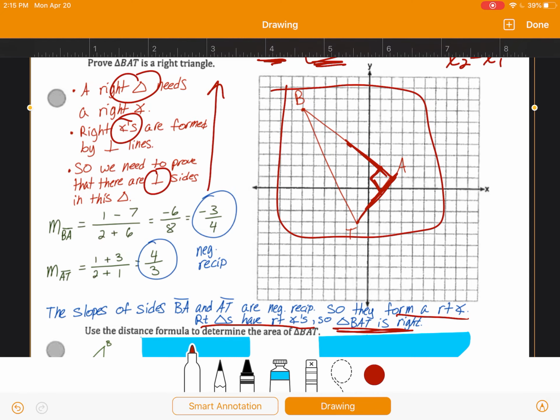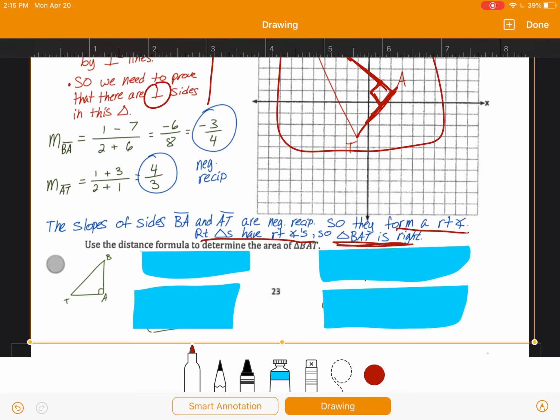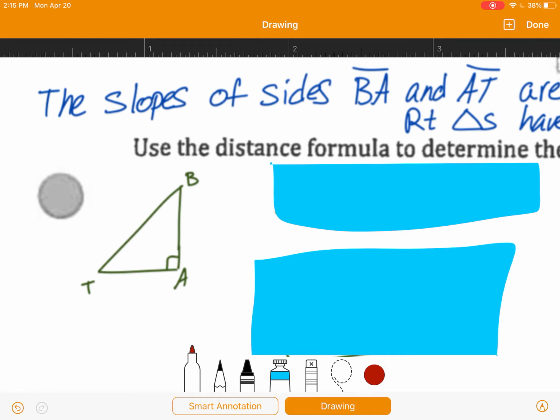Now that's not all we can do with these formulas. It also says that we can use the distance formula to find the area of the triangle. Well, we've been able to find area before, but we've never been able to do it on a graph like this because we never knew the lengths of the sides. We know that area is half of the base times the height, and if we called this the base and this the height, and we knew those lengths, we could just plug that in.